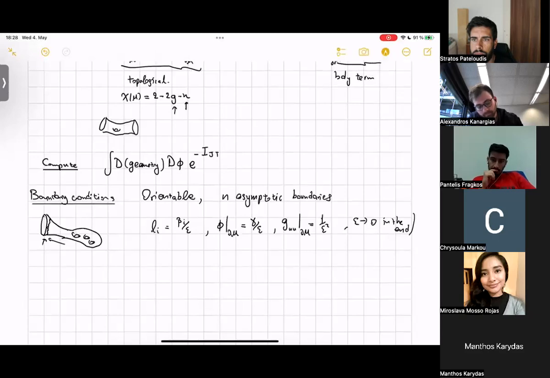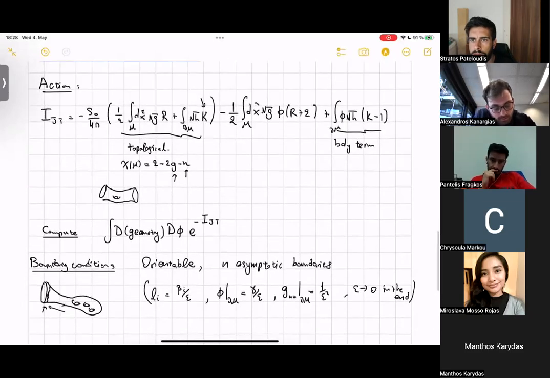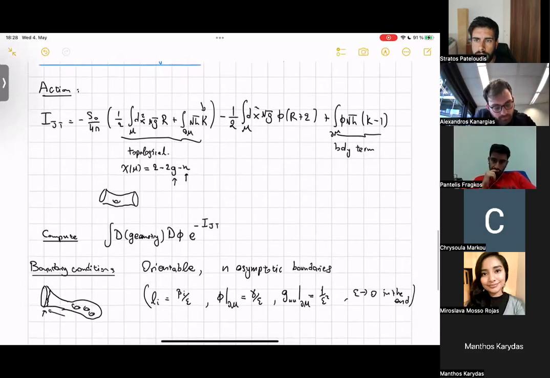Sorry, can you go back to the boundary term itself? Yes. So why is it K minus 1? Probably you need to show that only this combination of terms is invariant under diffeomorphisms. I mean, it's a different version of the Gibbons-Hawking term, I guess, because you have phi in front. Yeah, it's the Gibbons-Hawking-York term, and this minus 1 is there to cancel some divergences.